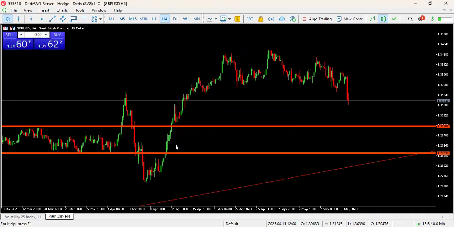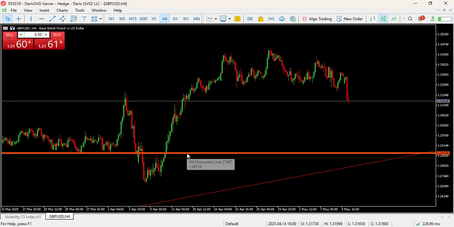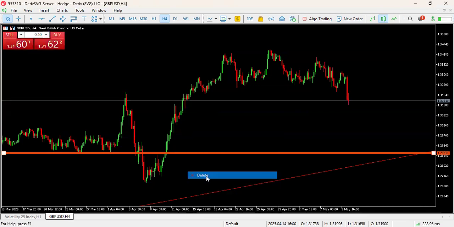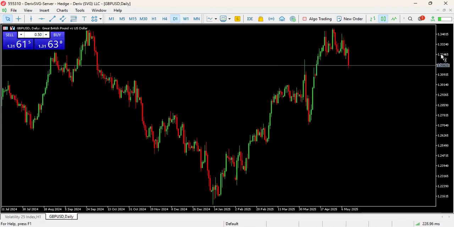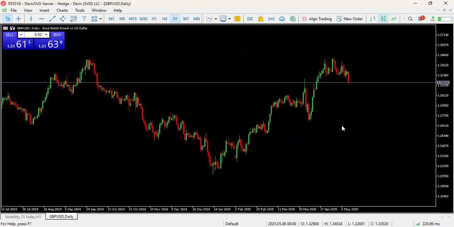All right, good. So now I'm going to remove everything in the chart. I can see we are all ready. Now you can see that the chart is plain. Now, this market obviously is an uptrend.